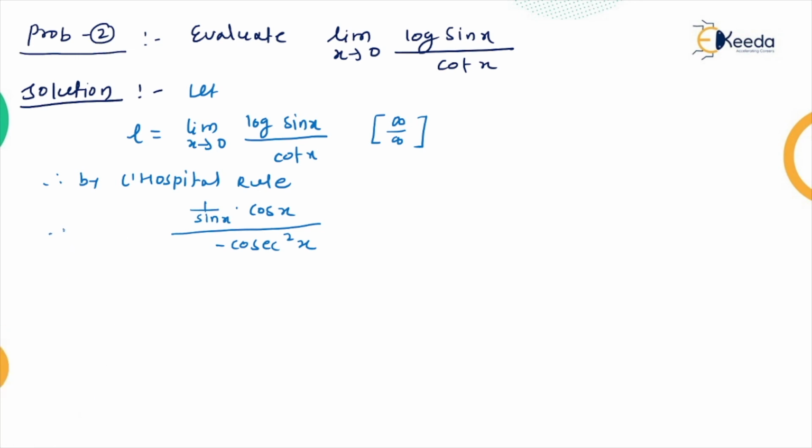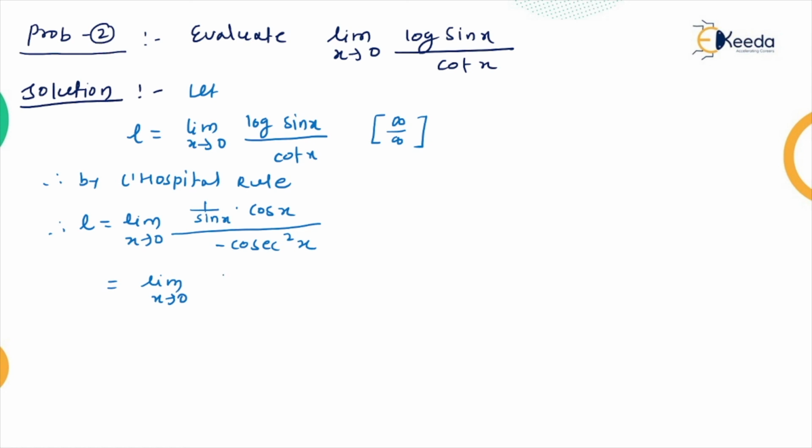So L is equal to the limit as x tends to 0. I am simplifying this again, so it is easy to understand. You know that this is cos x upon sin x, and cosec square x is the reciprocal of sin square x.